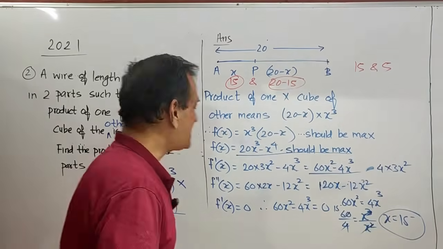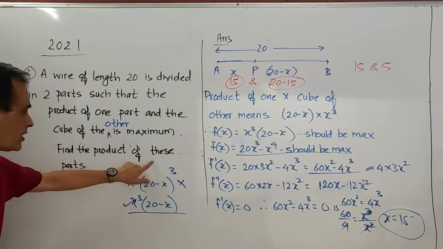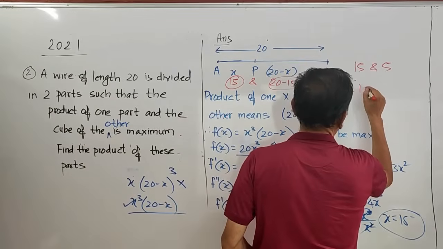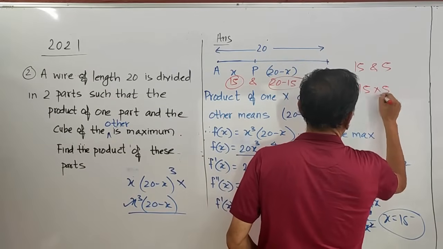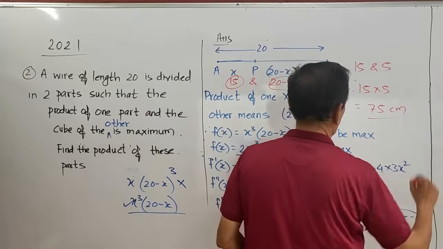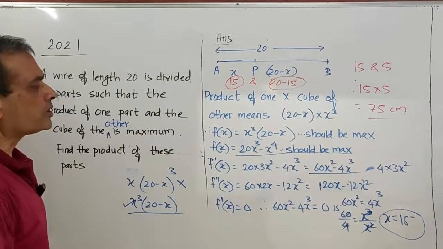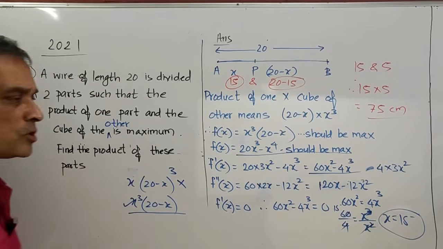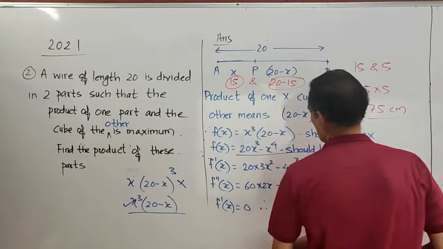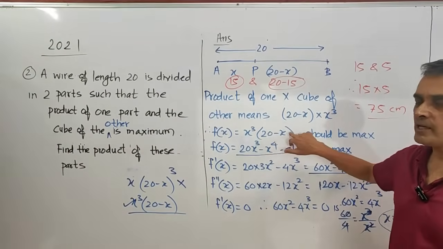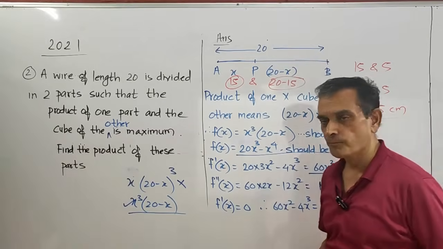But what is the question asked? Find the product of these parts. यानी इसको product यानी multiply करो. Therefore 15 into 5. The option given was 75 centimeters. कुछ भी unit ले लो, product of the parts is 75. That is the final answer. So this is a much more simpler problem. The only thing is cube कौन सा लिया? Smaller part का cube लिया. 20 minus x bracket cube लिया नहीं.